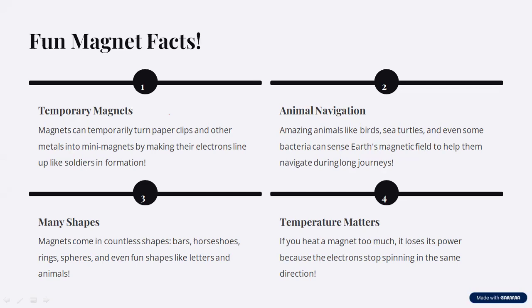Now, temperature also affects the magnet. You can destroy a magnet by heating it or cooling it. If you heat a magnet too much, it loses its power because the electrons stop spinning in the same direction. So suppose somebody wants to destroy the magnet, then you also know how to do it. You are supposed to heat it and then it will lose the magnetic property.